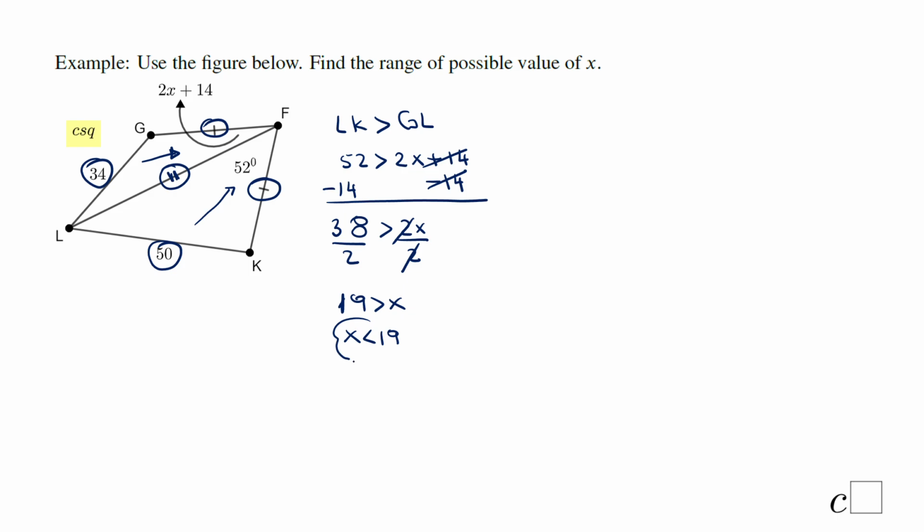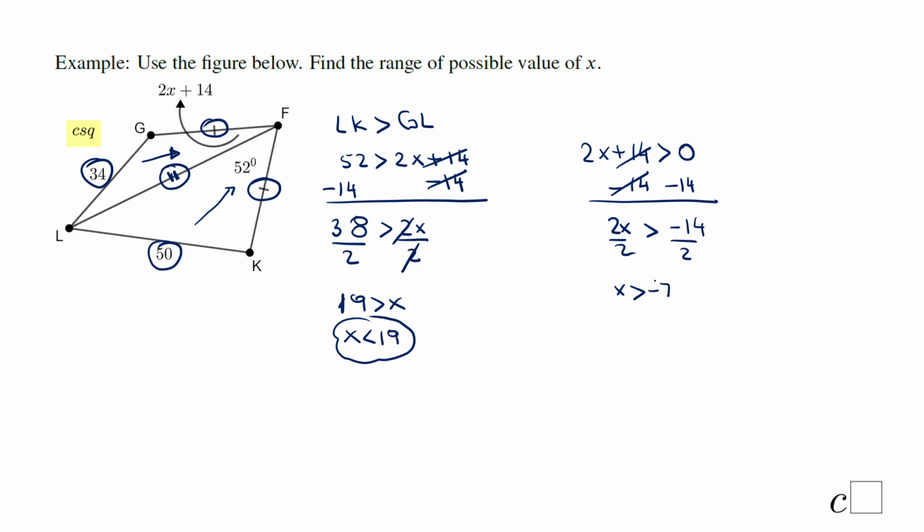So that will be one relationship, and what will be the other one? This angle 2x plus 14, angle GFL, needs to be greater than 0 in order to have a triangle. So we're going to subtract 14 here, and we have 2x greater than negative 14, divided by 2, x needs to be greater than negative 7.